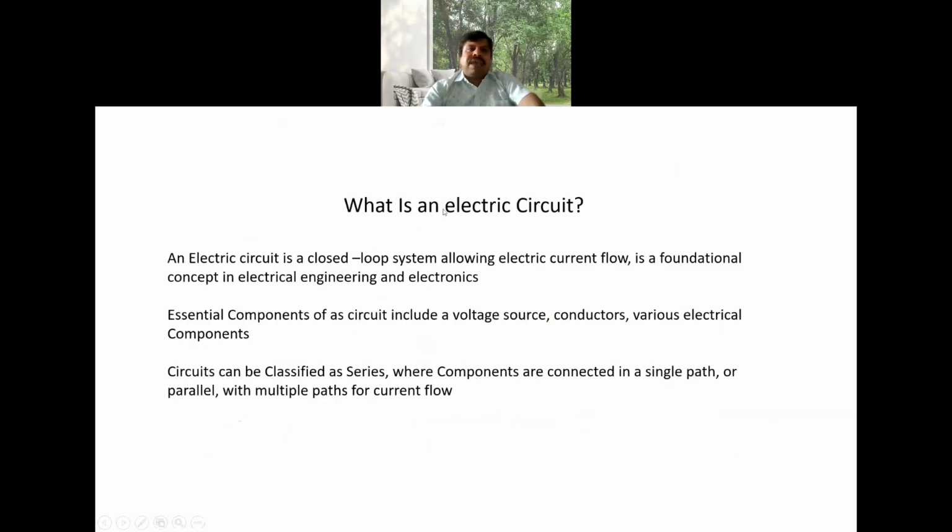Next, we will see what is an electric circuit. An electric circuit is a closed loop system allowing the current flow, a foundational concept in electrical engineering and electronics. Essential components of a circuit include different types of elements such as voltage sources, current sources, conductors, resistors, inductors, capacitors, etc. Circuits can be classified as series circuits and parallel circuits. In the series circuits, the components are connected in a single path, and in the parallel circuit, the components are connected in multiple paths.